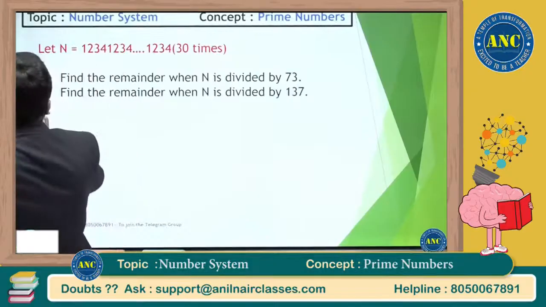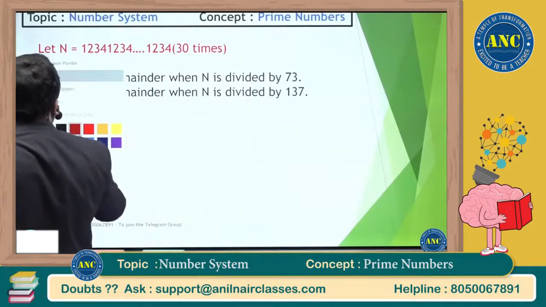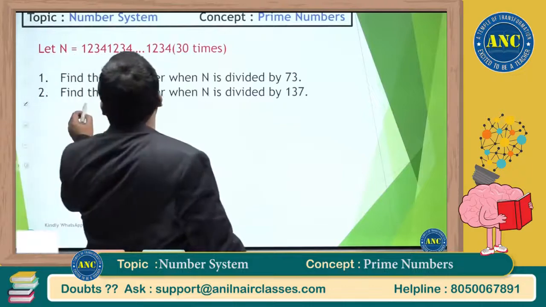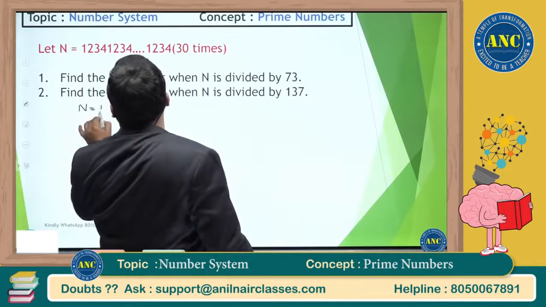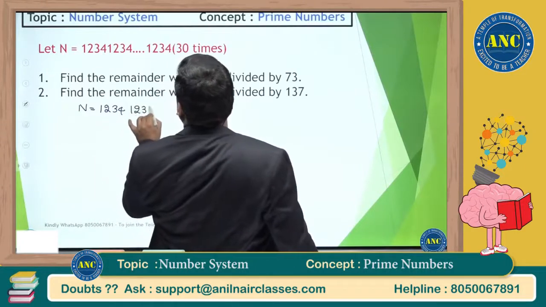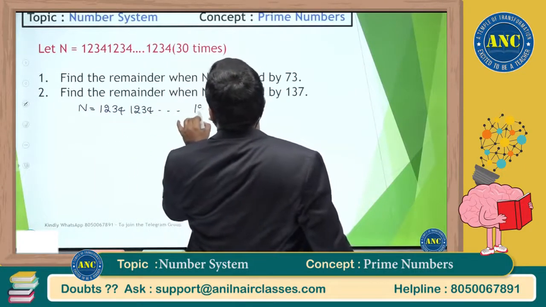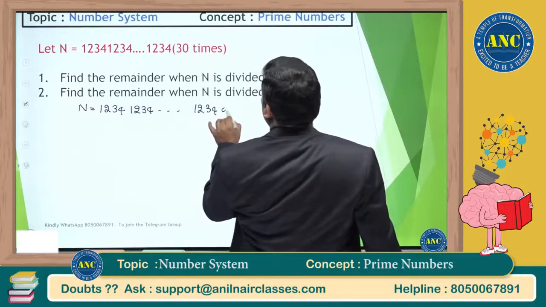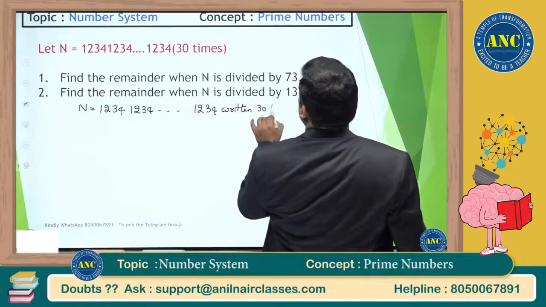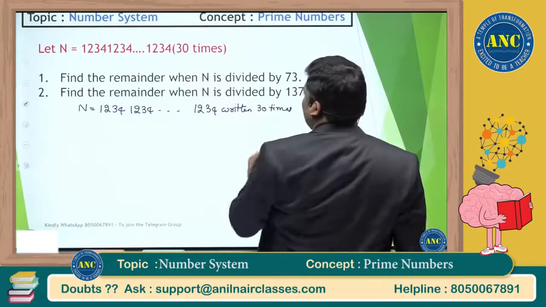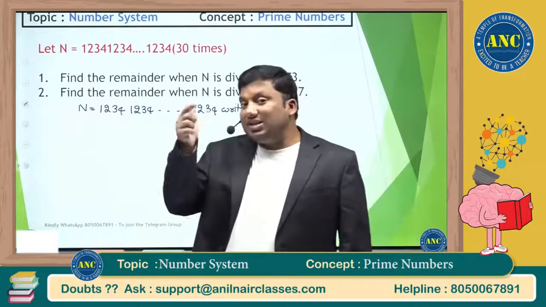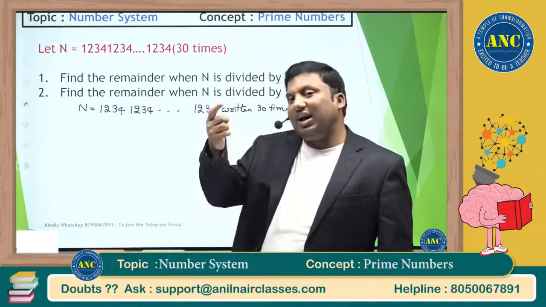Next one, another beautiful question, sir. Question: n is equivalent to 1234, a 4-digit number, written 30 times. In the previous problem, 56789 was a 5-digit number, so I was checking for 10 power 5.